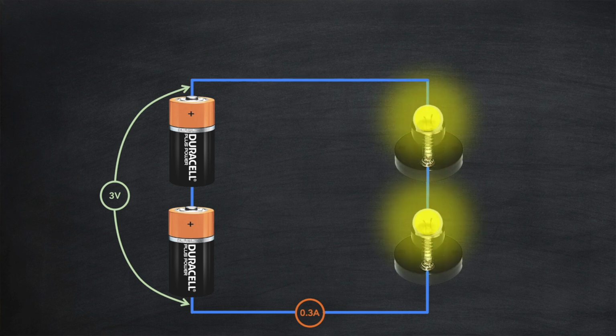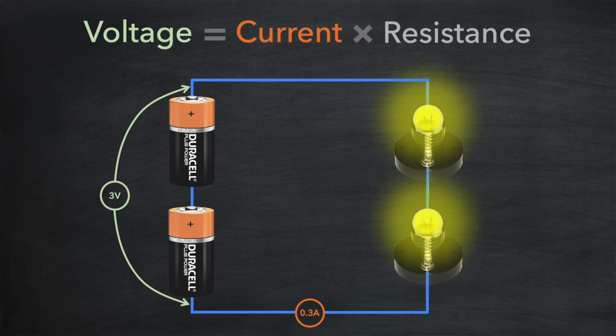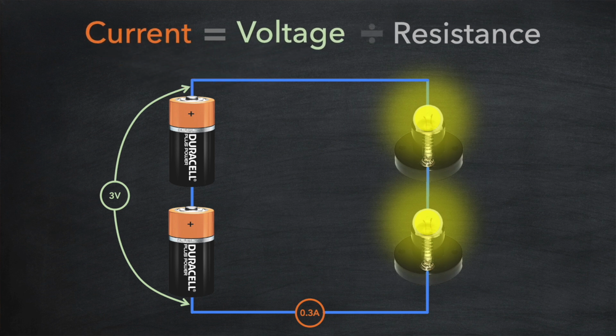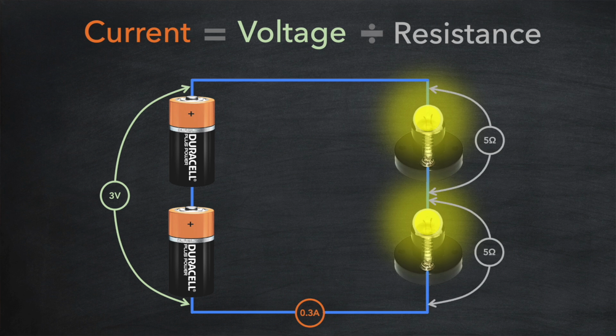Well, we can see the current is 0.3 amps, the same value as when we had 1 battery and 1 bulb. And this makes sense if we use our rearranged formula from earlier to calculate what the current should be. The resistance across both bulbs is simply the resistances of each bulb added together as they're in series. So the current is 3 volts divided by 10 ohms, and this gives us 0.3 amps.